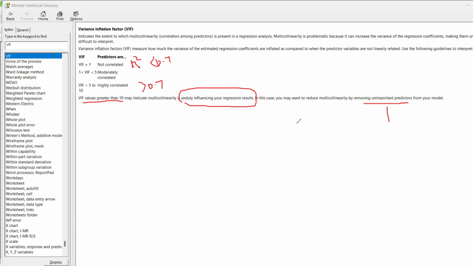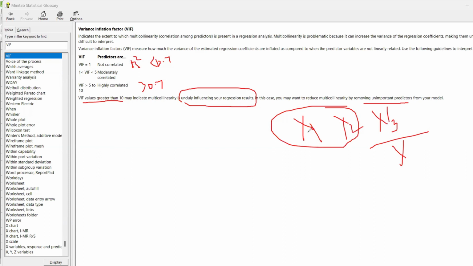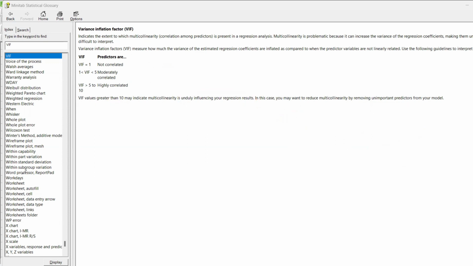For example, let's say you have x1, x2, and x3. Let's say x3 is not an influential factor. You may remove it and then do the multi-regression for these two variables, right? So like this, you can easily do it. So this is how you can easily get to know about this.